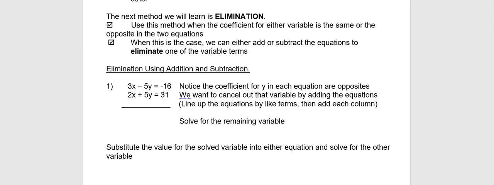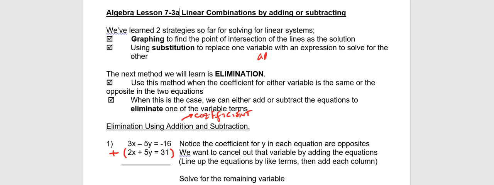Well, it seems logical that we could add the two equations together. So that's exactly what I'm going to do. So I'm going to put parentheses around my bottom equation, and I'm going to put a plus sign on the outside. Now, the reason why I am adding, this is really important. The reason why I am adding is because my coefficients are opposites.